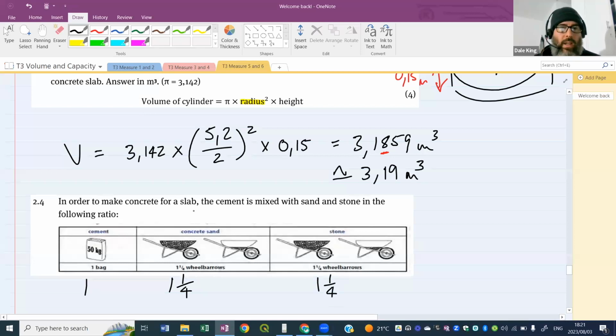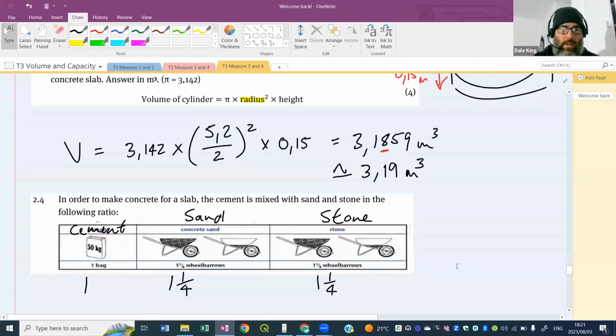So I'll put here sand, stone. On the left, we've got cement. With one bag of cement, you need 1 1/4 wheelbarrows of sand, and you also need 1 1/4 wheelbarrows of stone to make the concrete. You mix it together, it makes concrete, and then you pour the concrete. All right, we know that. Let's see why they're telling us this now.